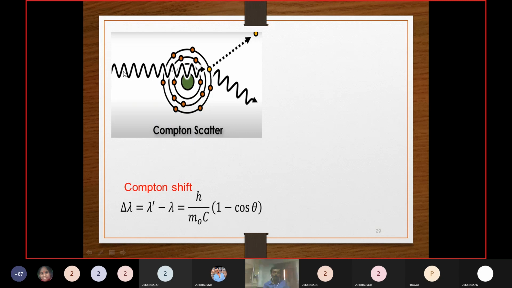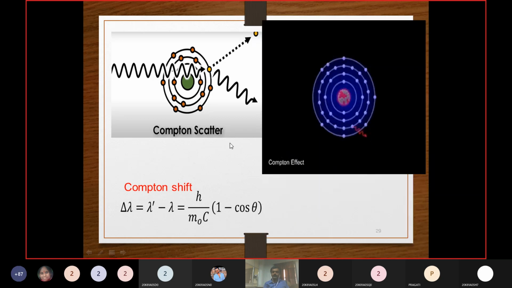Suppose your initial wavelength is lambda. After collision, the wavelength becomes lambda dash. So there is a change in wavelength, lambda dash minus lambda, which is the wavelength shift, del lambda. So del lambda equals lambda dash minus lambda. By using this experiment we will calculate this value. See here, observe this motion picture.